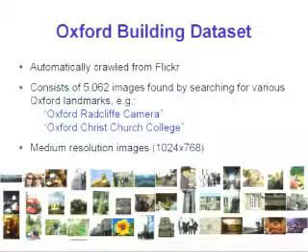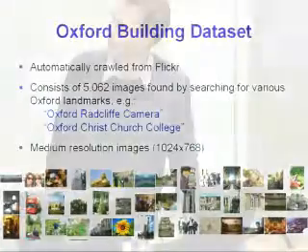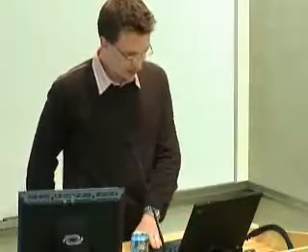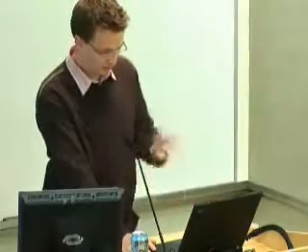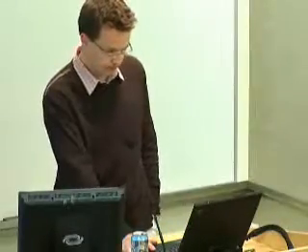So a word about the dataset I'll be demonstrating a lot of the work on particular object retrieval on. It's a dataset of Oxford buildings, automatically crawled from Flickr, and it consists of just over 5,000 images found by searching for various Oxford landmarks. So you type into Flickr Oxford Radcliffe Camera, Oxford Christ Church College, and you get a load of results back. Of course, as we saw before, a lot of these tags are not very good. So I think when you type these in, only about 5% of the images actually contain some of these landmarks. And these are all medium resolution images. So there's a sample at the bottom there.